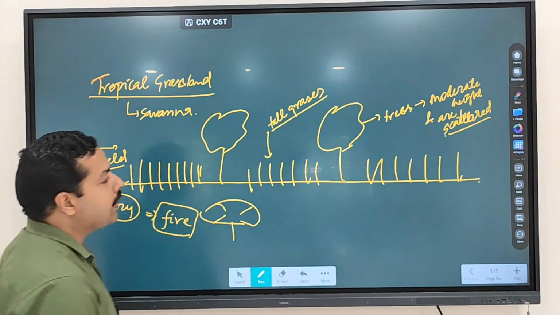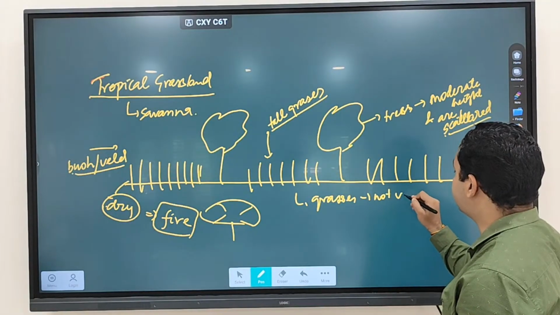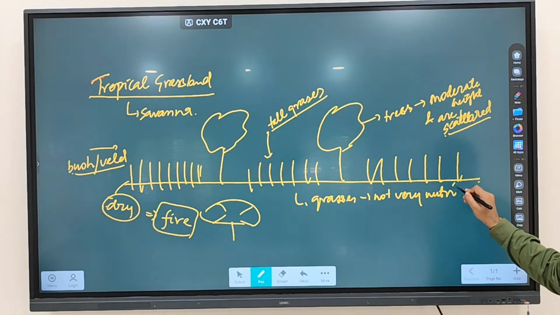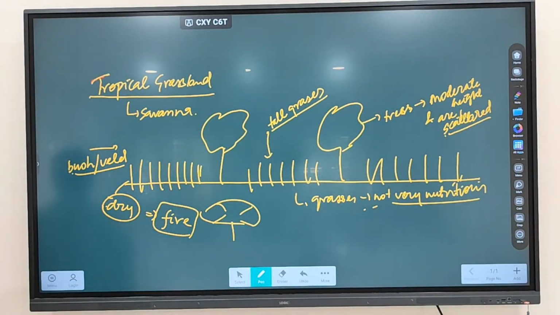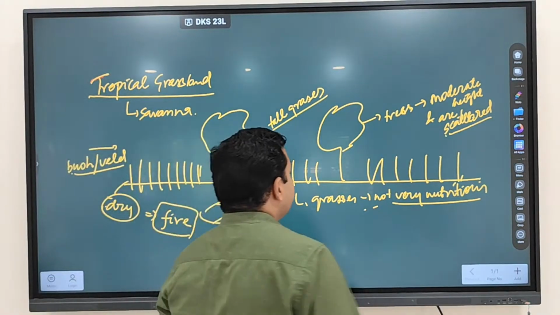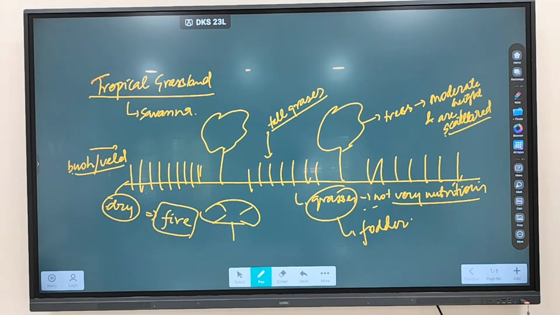Now these grasses are not very nutritious. Though grasses are present, these grasses are not very nutritious. When grasses are not very nutritious, what will happen? Fertility not good. Any other thing? Right. The grasses act as fodder. Fodder for whom? For the cattle, livestock, etc.